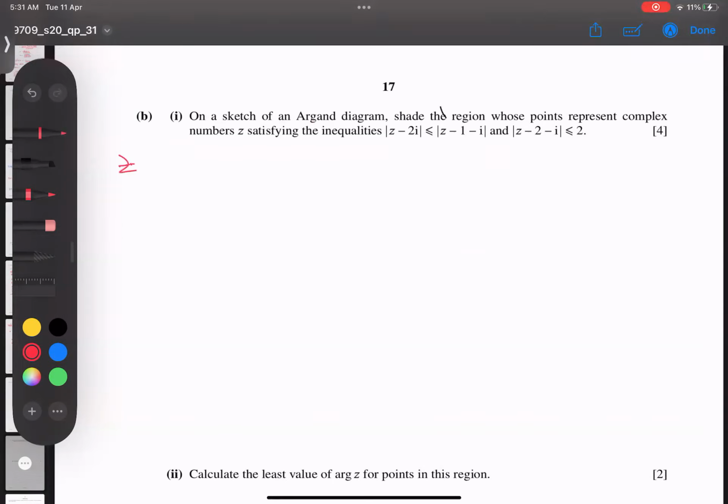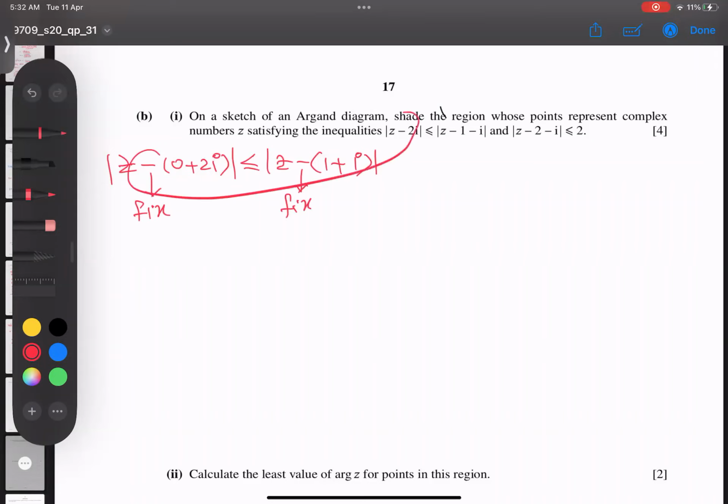Let's start: modulus of z minus, okay, and I'm writing here 0 plus 2 iota, and modulus of z minus 1 plus iota. For the sake of knowledge, this minus sign is fixed. Similarly, this minus sign is fixed. So we have to produce somehow negative signs. Okay, and this, whenever modulus appears on both sides, is called a perpendicular bisector. And let's talk about the second one.